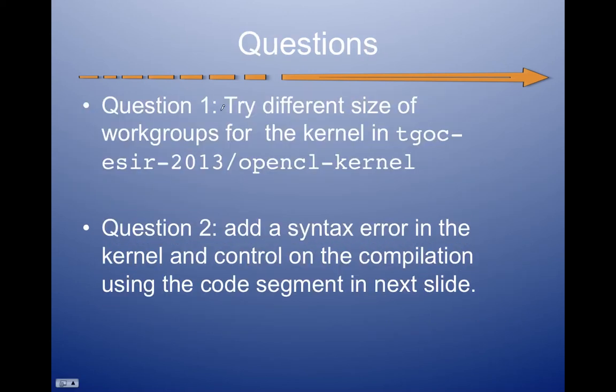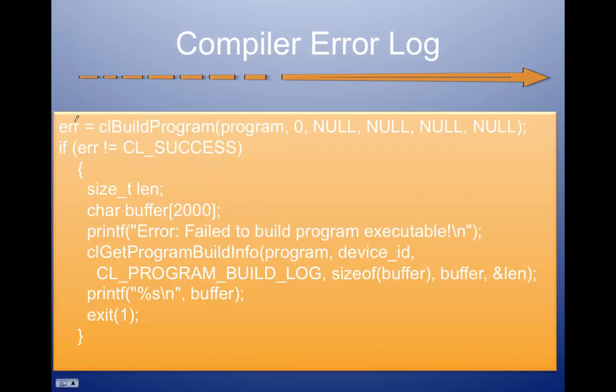So the question for this part of the course: try different sizes of work groups for the kernels and see what happens. And also add a syntax error in the kernel source code and compile it and see what happens. You can use this piece of code to actually get a report of the compilation error.